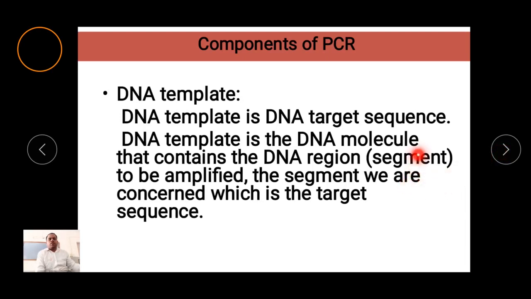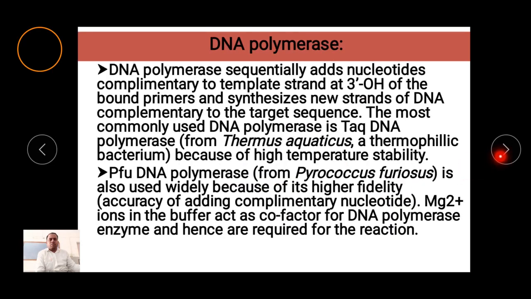Let's see what the different components involved in PCR are. First of all, there is a DNA template. This sequence is the target sequence which we want to amplify. So this sequence will be amplified as many times as we want.